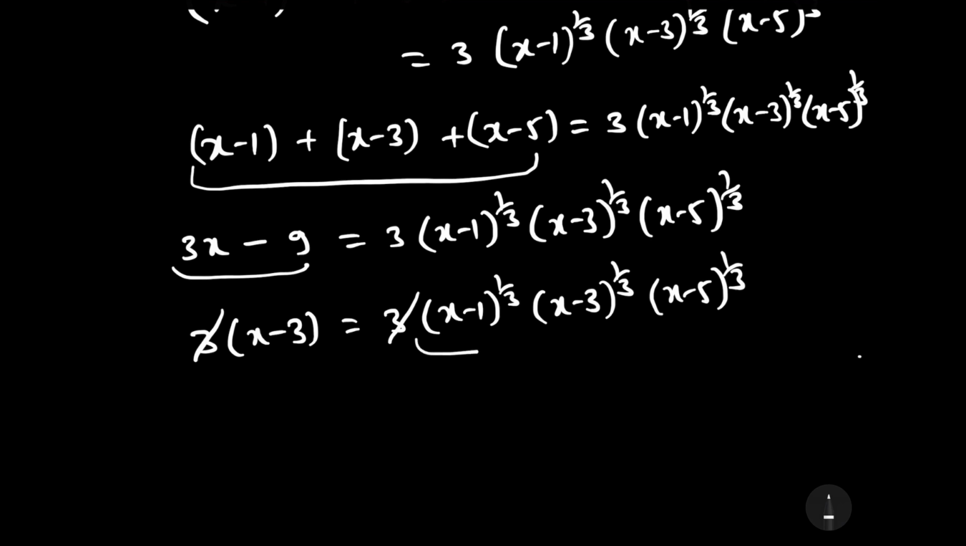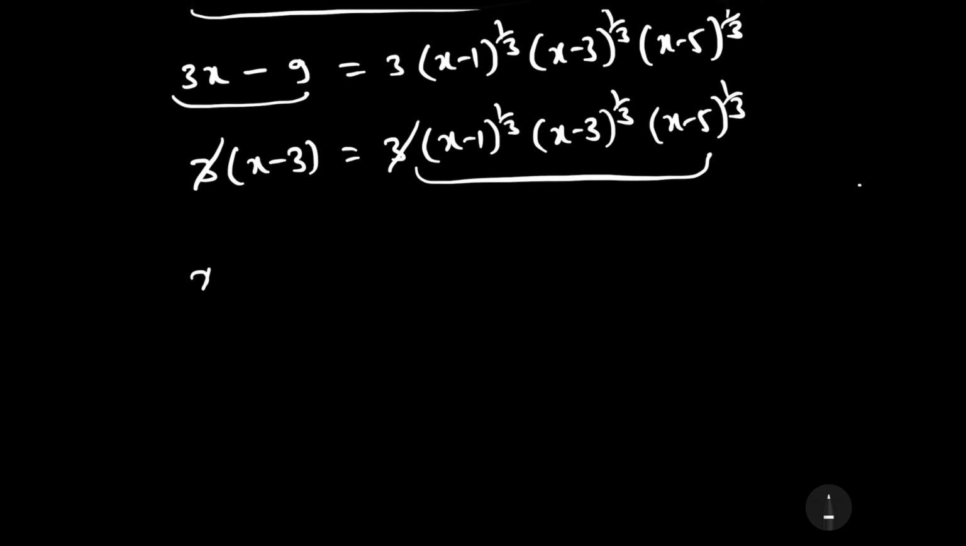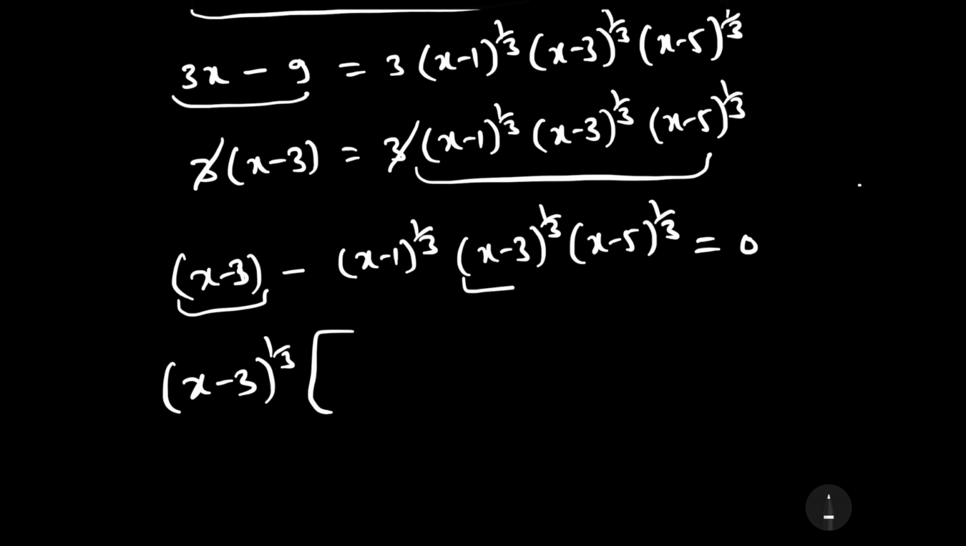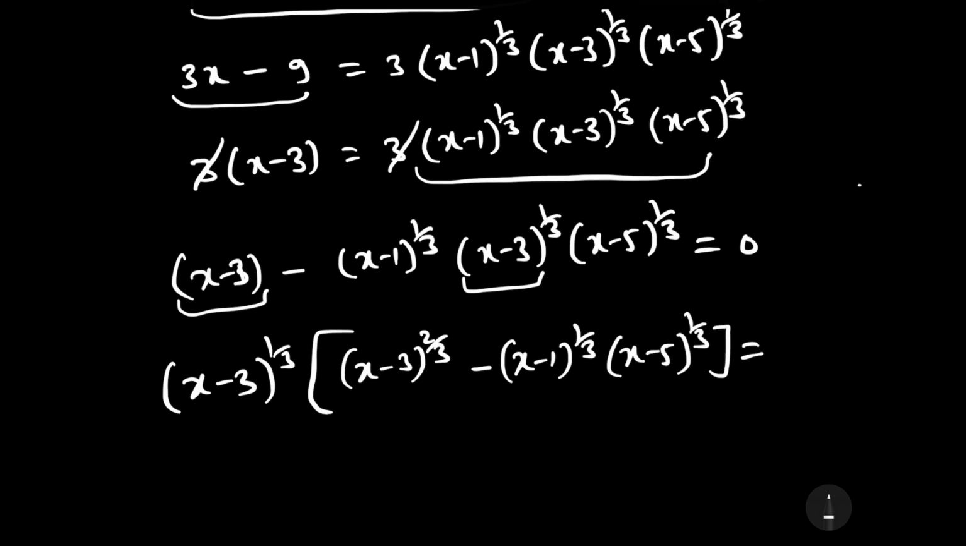Now, transposing this term to the LHS, we will have x minus 3 minus (x minus 1)^(1/3) into (x minus 3)^(1/3) into (x minus 5)^(1/3) equal to 0. Now, taking (x minus 3)^(1/3) as common from both terms, this will equal (x minus 3)^(2/3) minus (x minus 1)^(1/3) into (x minus 5)^(1/3), and that is equal to 0.